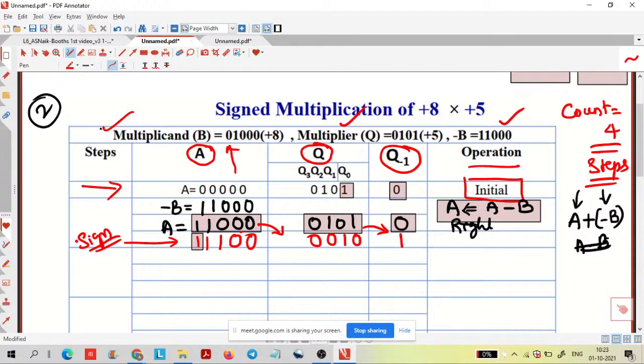Is it clear? So this is called step 1. Now step 1 is completed. Any doubt here?